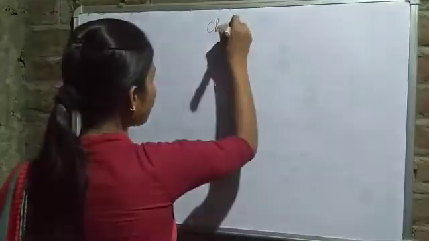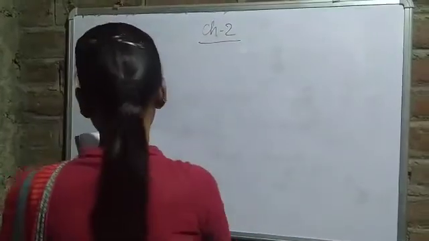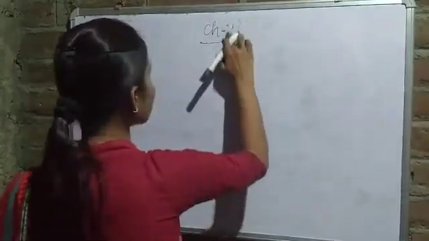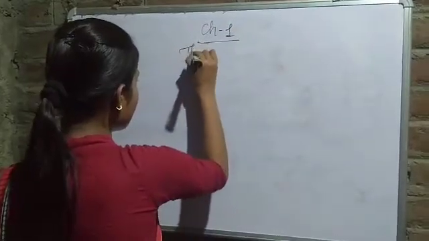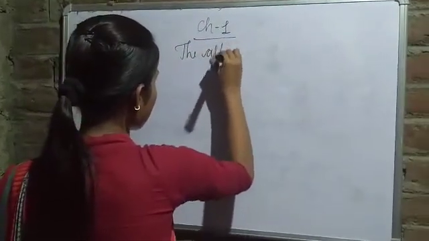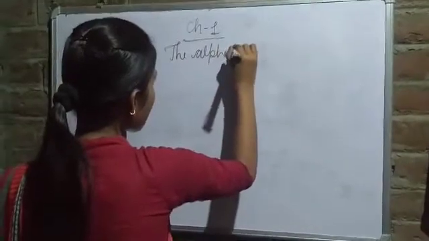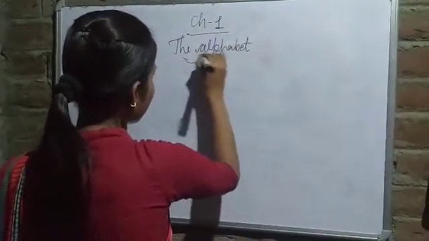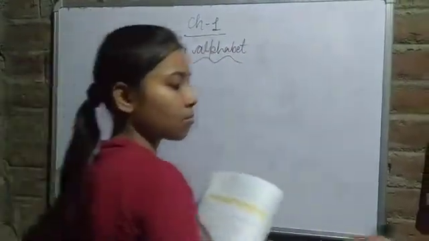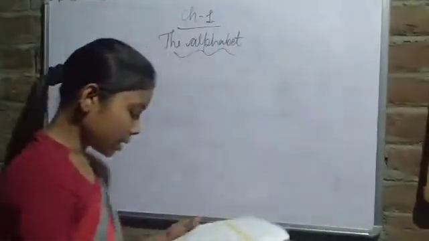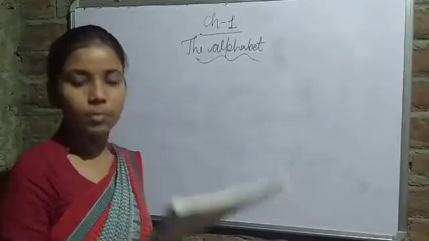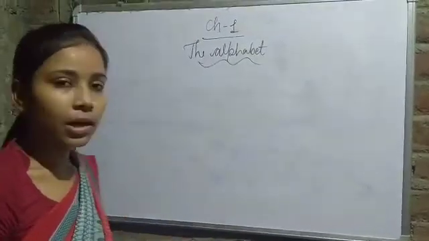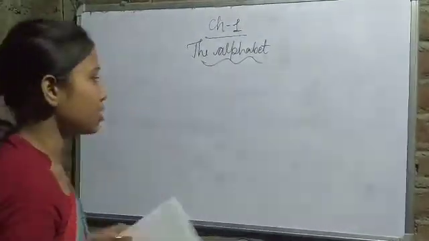And in chapter 2, we have studied some topics related to the alphabet. No, sorry, chapter 1, the alphabet. So in the last video, I discussed question number B from page number 3. So I will continue that exercise here.